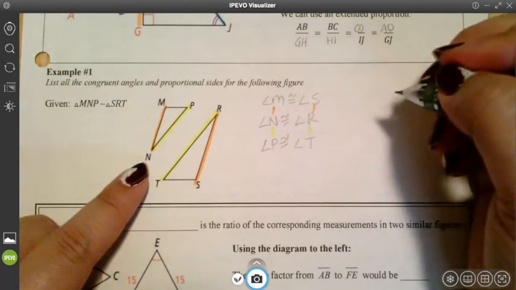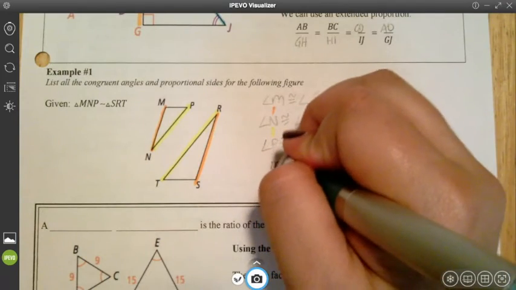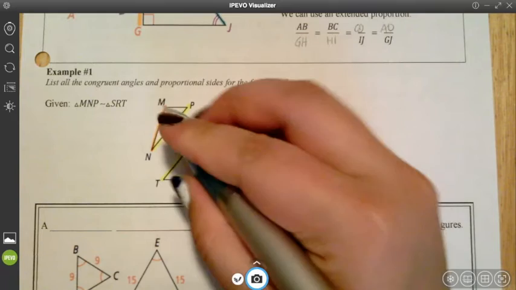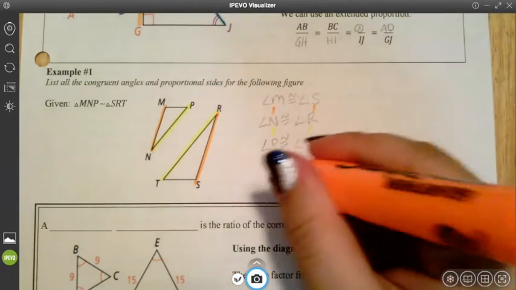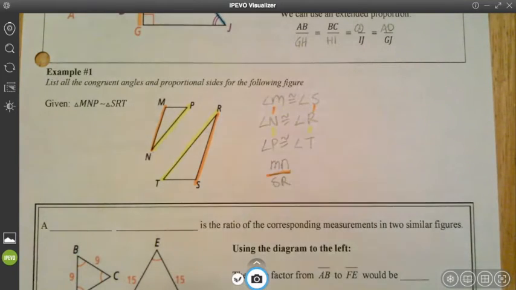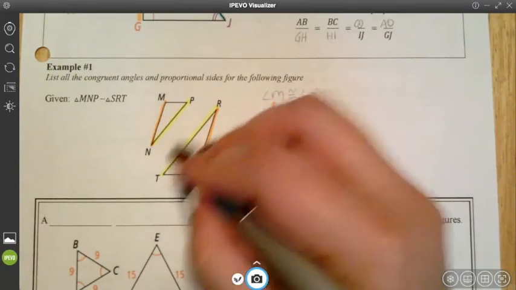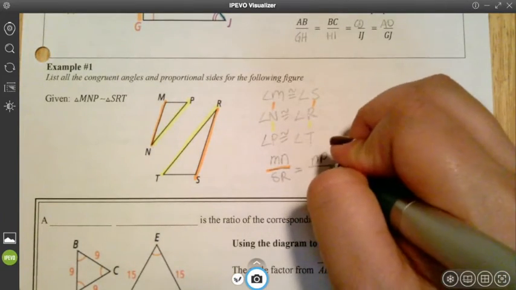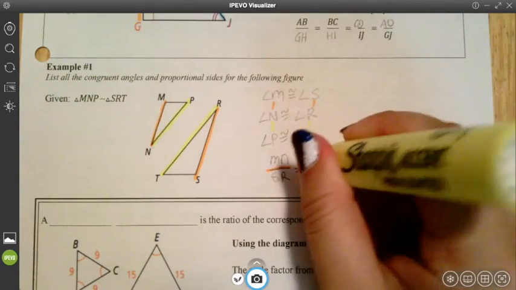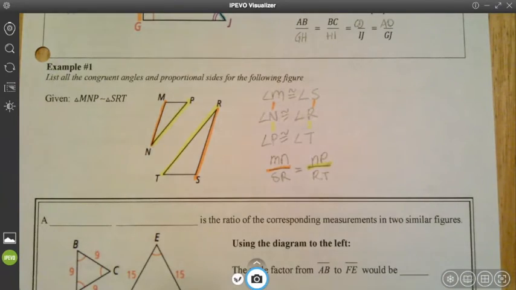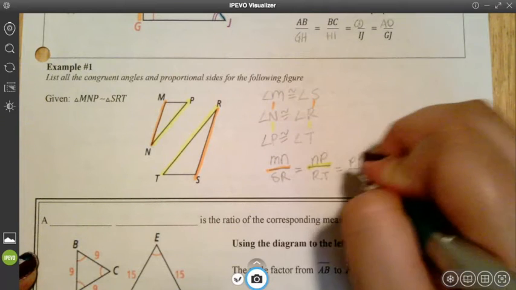So to set up my proportions here, we'll start with orange. MN over SR. And I'm going to highlight the fraction sign just so I can represent that's the orange side. Equals NP over RT. That's my yellow side. And the last corresponding sides are PM over TS.